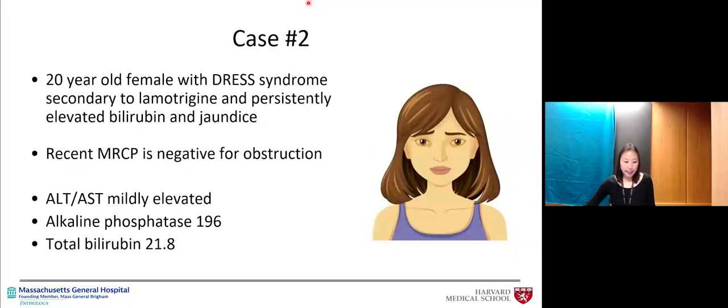All right, moving on to case 2. So this is a 20-year-old female with a history of DRESS syndrome, which was secondary to her use of lamotrigine, and she had a persistently elevated bilirubin and jaundice for the past 3 months. Her recent MRCP was negative for obstruction, and you can see here her LFT findings. Her ALT and AST were mildly elevated, alkaline phosphatase again slightly elevated, but it was really her total bilirubin that showed a really marked elevation and was the explanation for her jaundice.